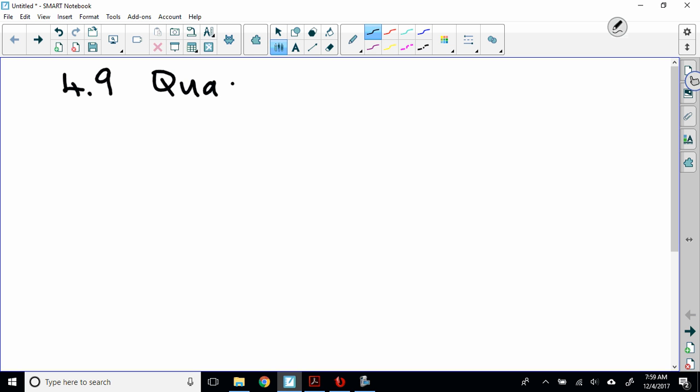Quadratic systems. This is it. This is the end of the chapter. If I had used the other textbook, I think they split this section up into two. They do quadratic systems and then quadratic inequalities. So I'm going to kind of mash those two up together into one.